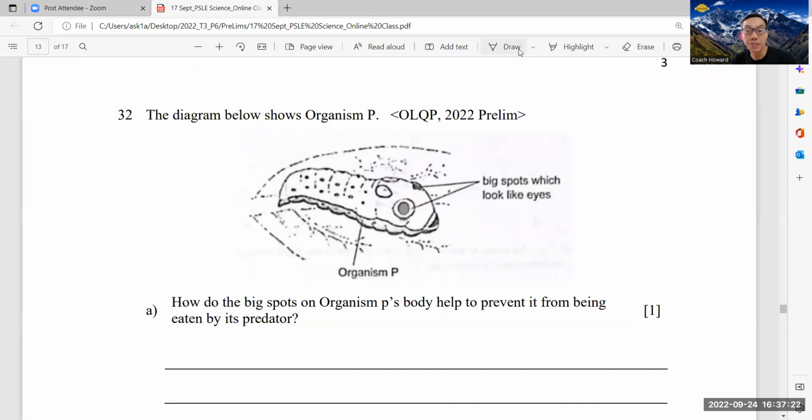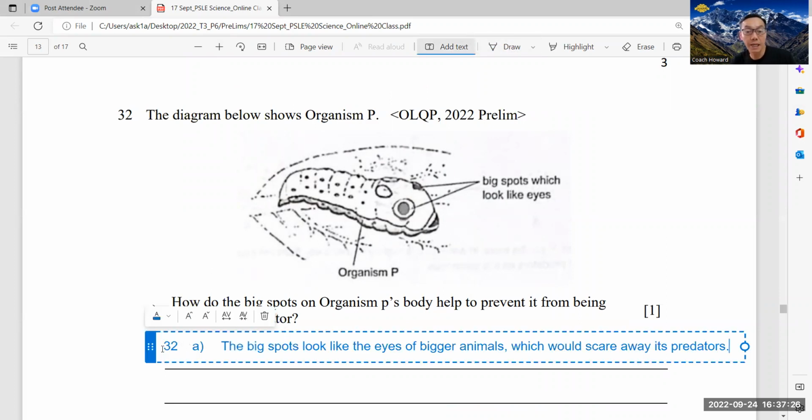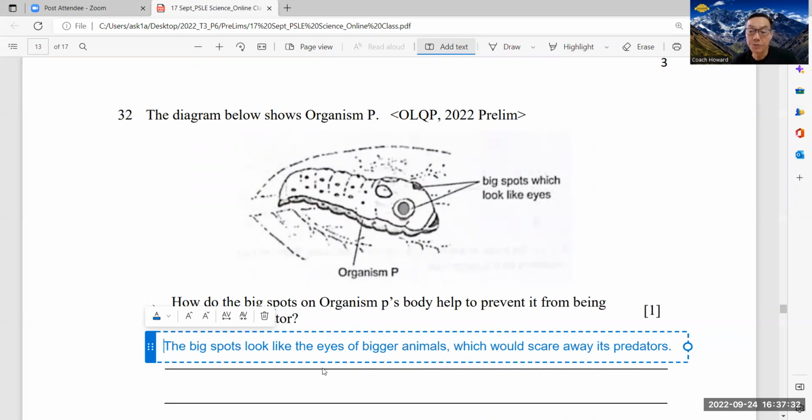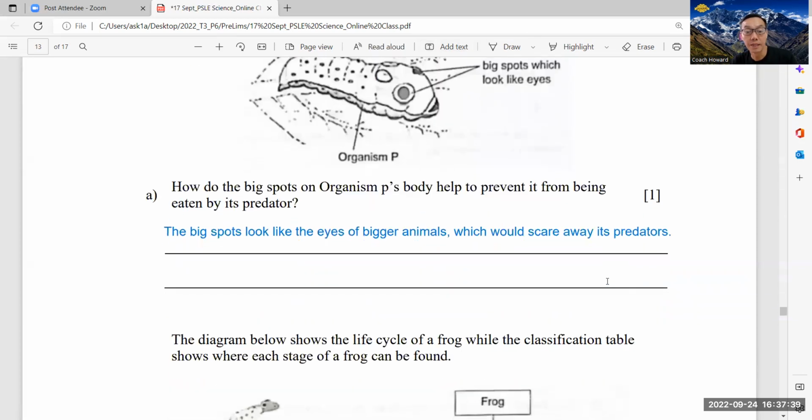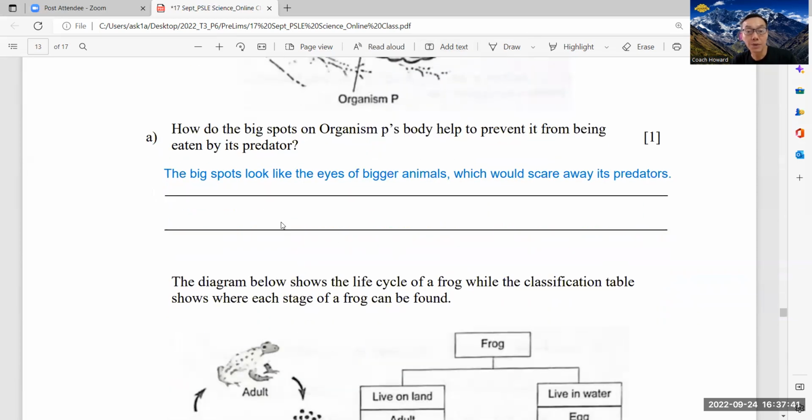Okay, so what you should say is, the big eye spot looks like the eyes of bigger animals, which would scare away its predator. So this is the answer for this question.